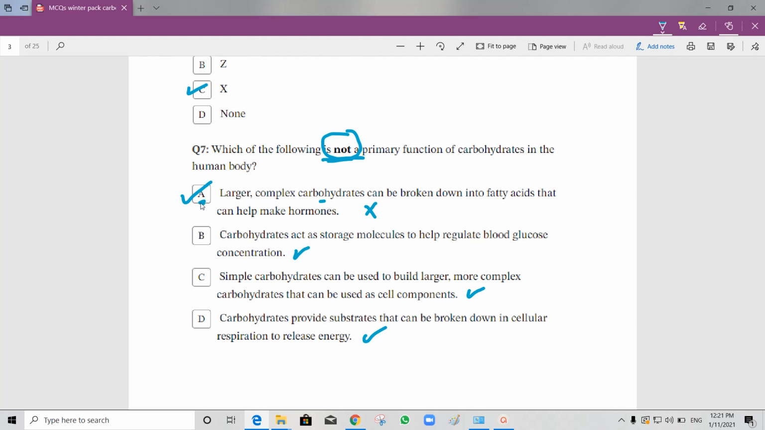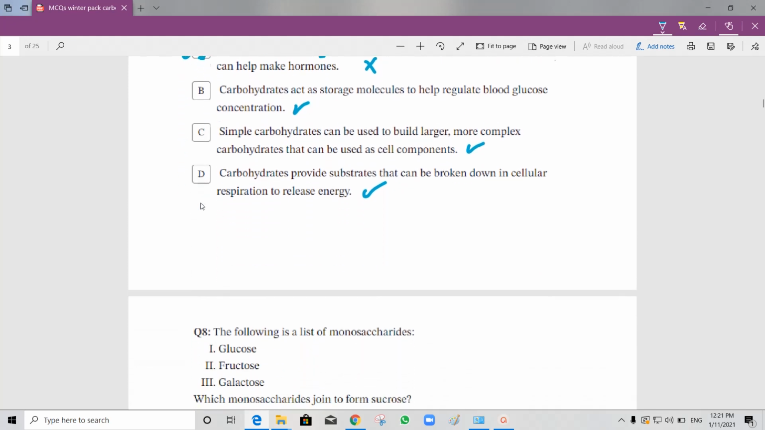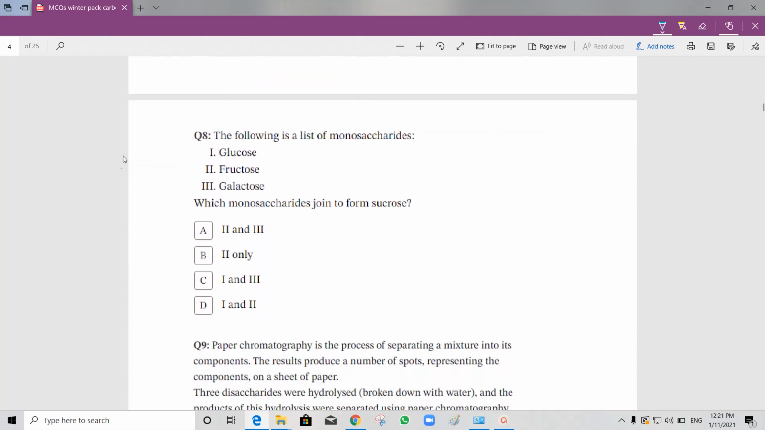Let's move to question 8. You can pause to read the question and I will tell you the correct answer. For question 8 it will be D, because here he asks about what forms sucrose. Sucrose is formed by the combination of what? Glucose and fructose.